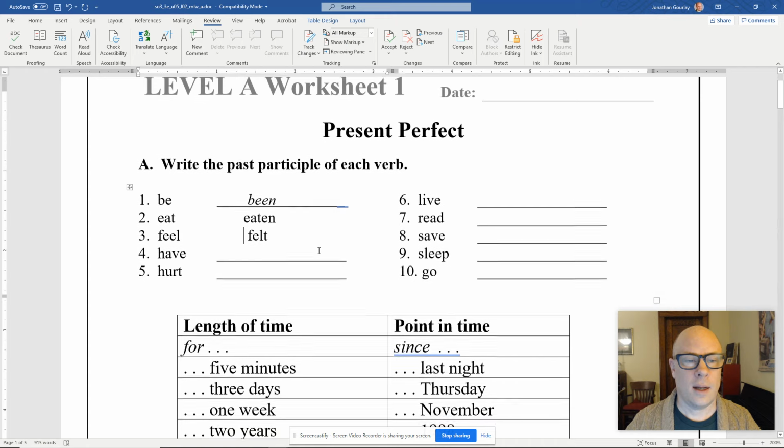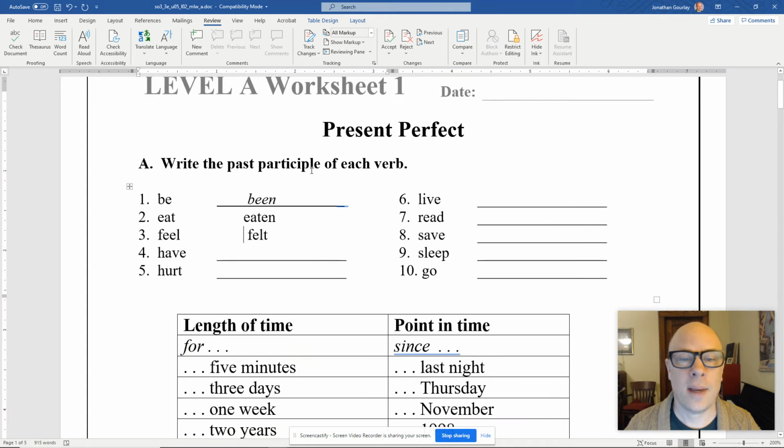Now let's look at your work for this week. Here we go. The first thing you do is write the past participle of each verb. Many verbs that we use all the time are irregular. Most verbs, like live, you just add ed, or d in this case, lived, right? That's the past participle form. But many are irregular, many of the most common.